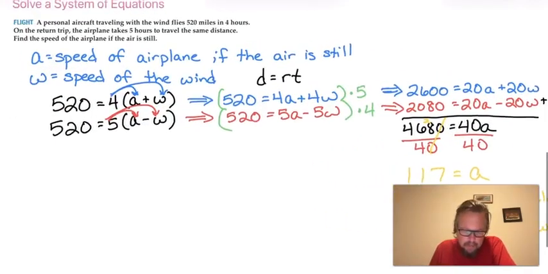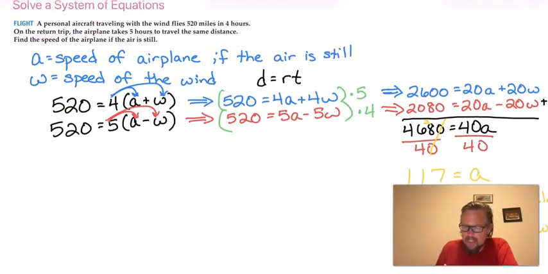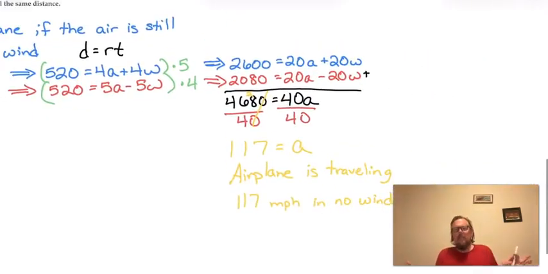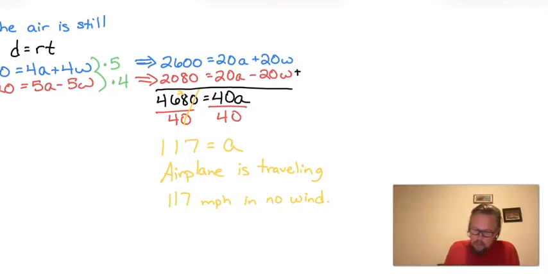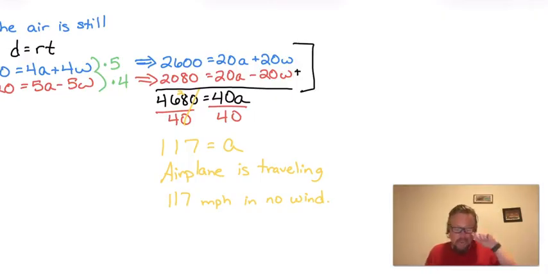I don't think the problem asks us for the wind speed. It does not. The problem just wants the airplane speed, which we found: 117 miles per hour is the airplane speed. If I wanted to find the wind speed, we could. We could come back up here to our two systems that we had right here, and instead of adding them, we could subtract them, and that would eliminate the A's and leave us with W. I'm not going to do it because the problem didn't ask us to, but if for some reason we wanted to find the wind speed, that's how we would do it.